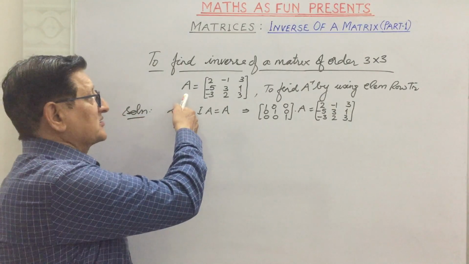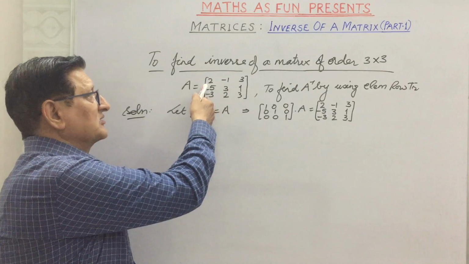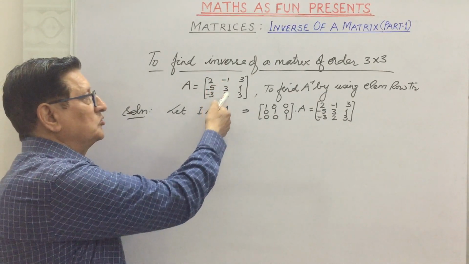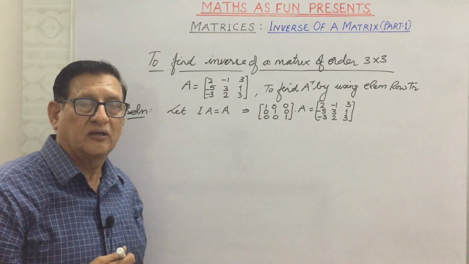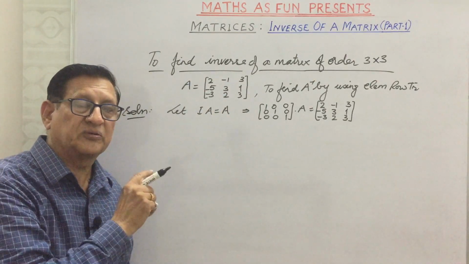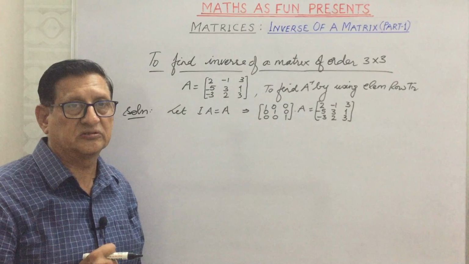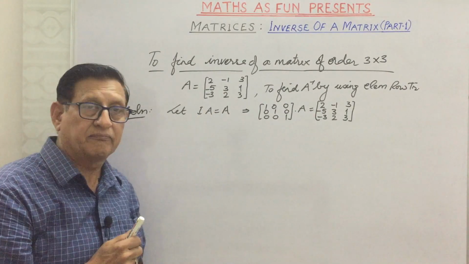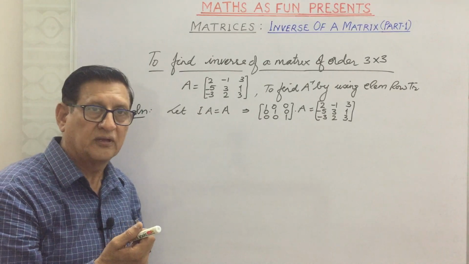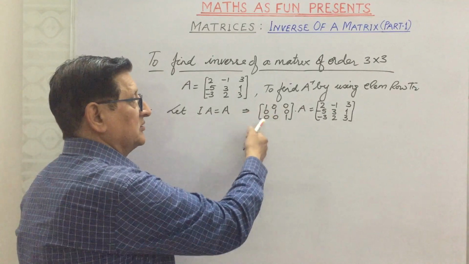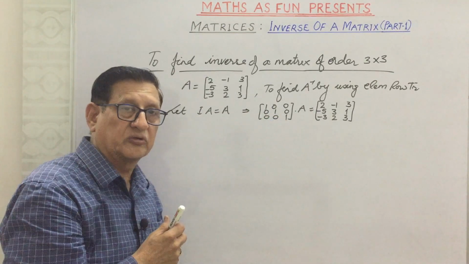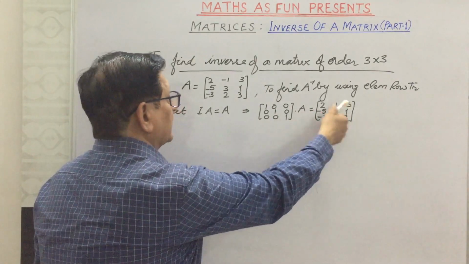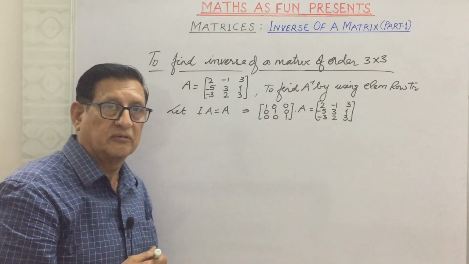And that is a matrix A, the elements of which are 2, minus 5, minus 3, minus 1, 3, 2, 3, 1, 3. We will be finding the inverse of it by using elementary row transformations. And for that we know that we have to write I into A equal to A as the first step. I, that is the unit matrix of order 3 into 3, into A equal to A, that is the matrix we have written here.